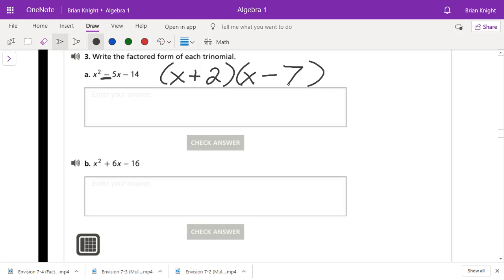Distribute. Always distribute. Make sure you get that. Okay? Again, literally, all you're doing is the same thing you've been doing backwards. Okay? Here we go.